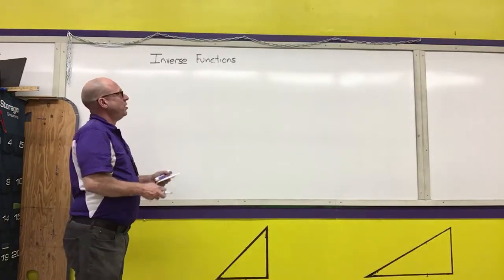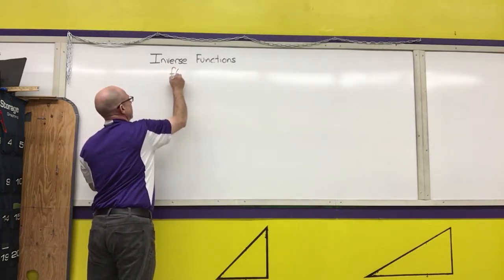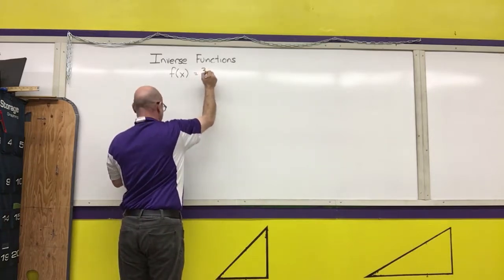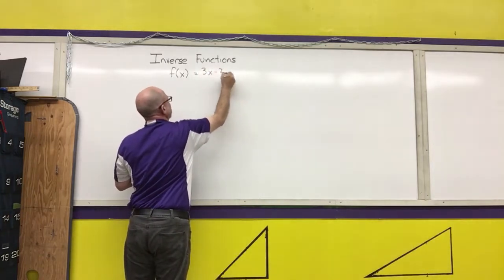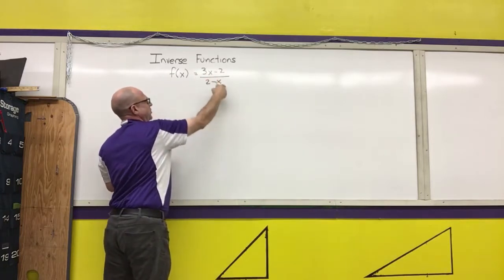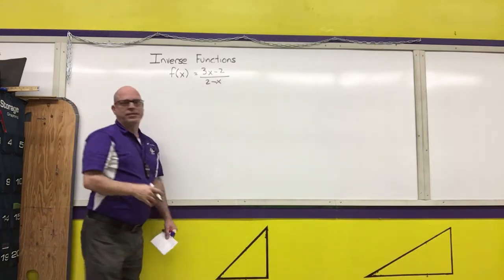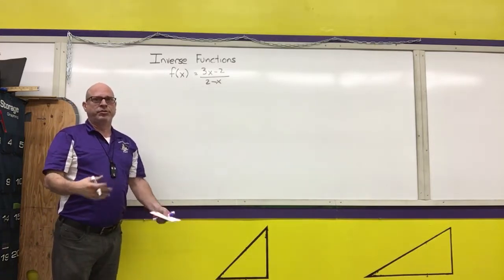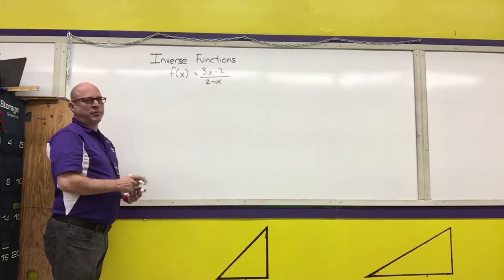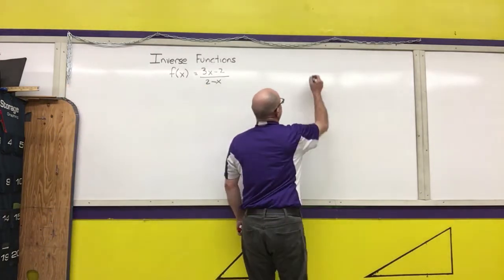Sometimes we cannot informally, using our arrow diagrams, find the inverse of a function. For example, if f of x equals 3x minus 2 over 2 minus x, I have two different x's here, and using the arrow diagram, anytime I have two separate x's, I cannot use the arrow diagram to informally find the inverse of a function. So we're going to come up with an algebraic way to find the inverse of a function. And it's a four-step method.